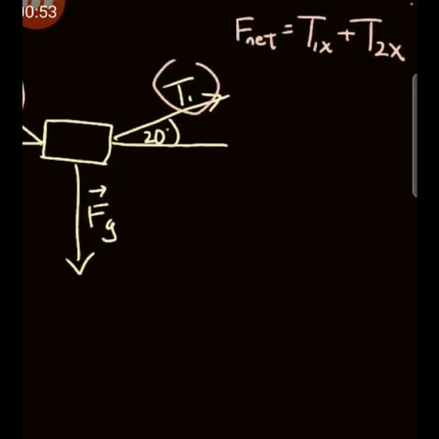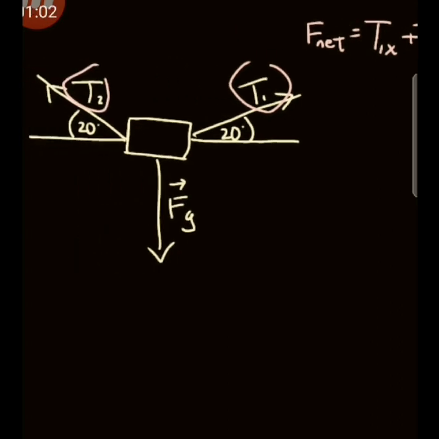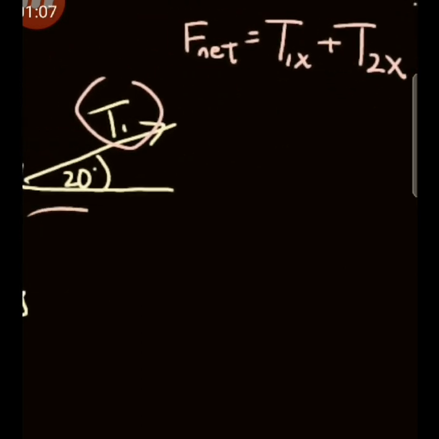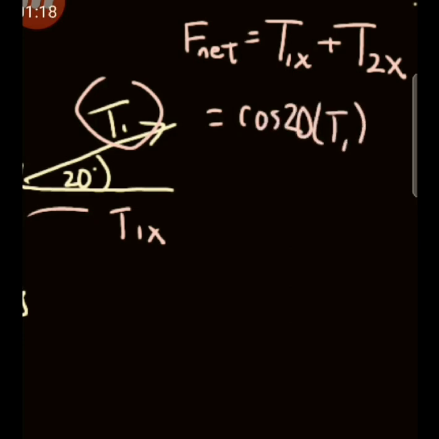So if we want to start with finding tension 1 in the x component, by the way, tension 1 and tension 2 have the same angle, 20. So tension 1x, which is here, is going to have to be cos 20 times tension 1. It's just simple trigonometry, and we're just writing an expression for it. Because the x component is adjacent to this angle, that's how you get cos 20 times the hypotenuse.